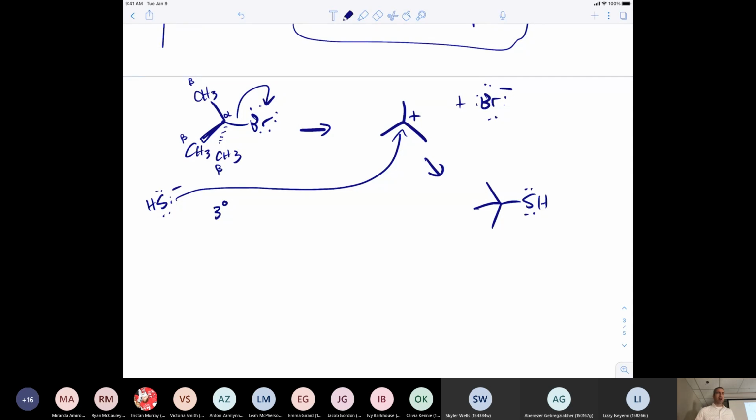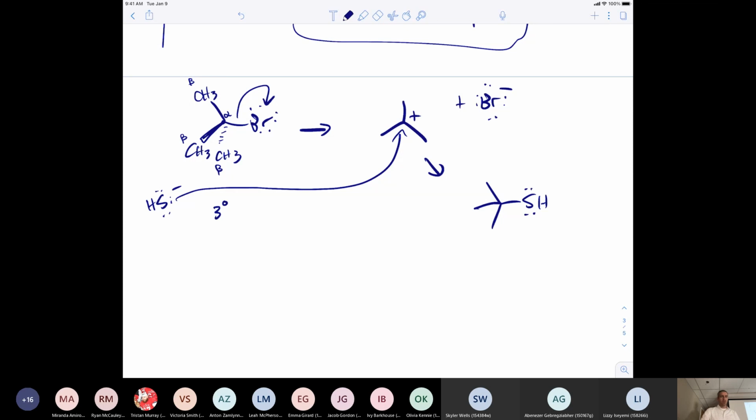So this is 2 steps. First step is loss of the leaving group to make a carbocation. Second step is once the carbocation is formed, the nucleophile attacks. It's kind of the same as SN2, except in SN2 the 2 things happen at the same time. For SN1, just the leaving group leaves first, and then the nucleophile attacks. This happens in 2 steps.